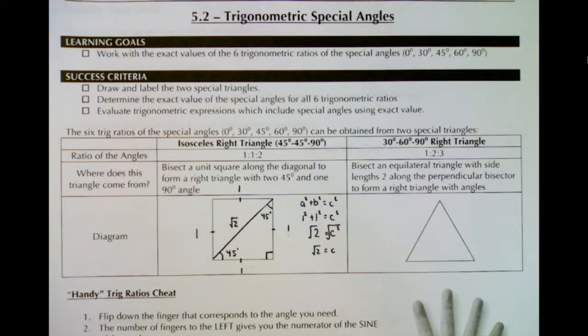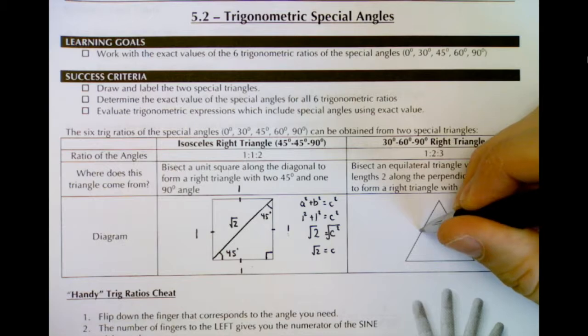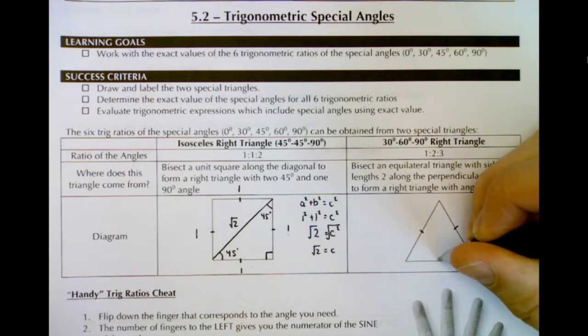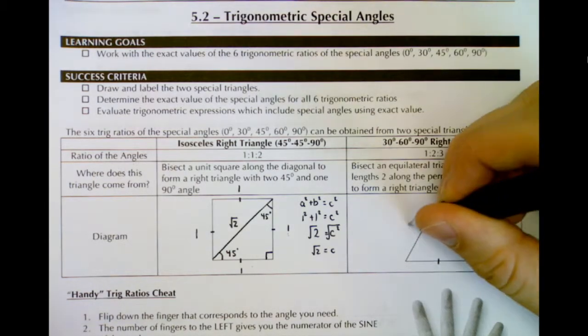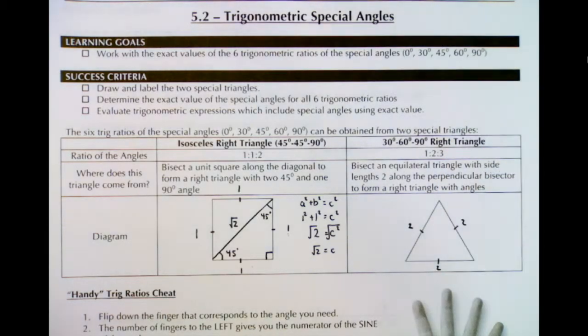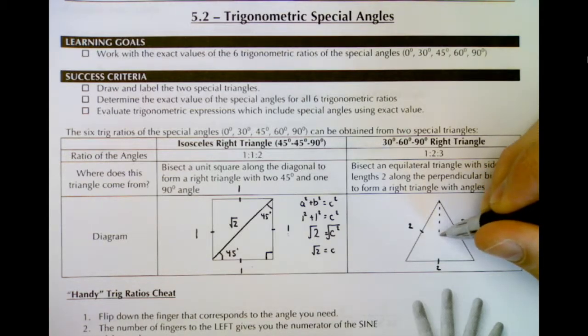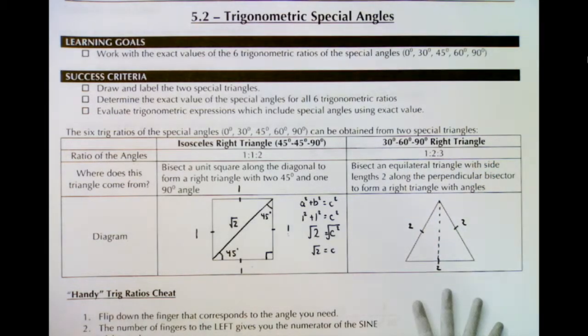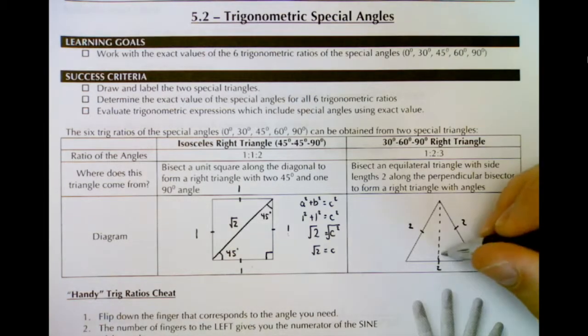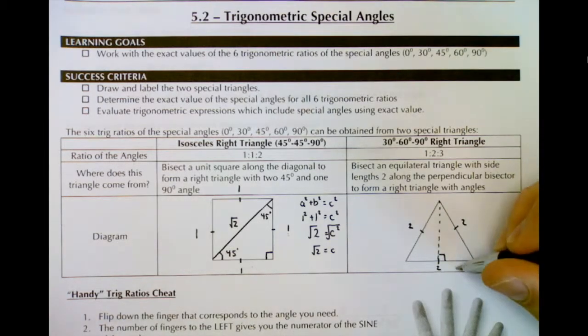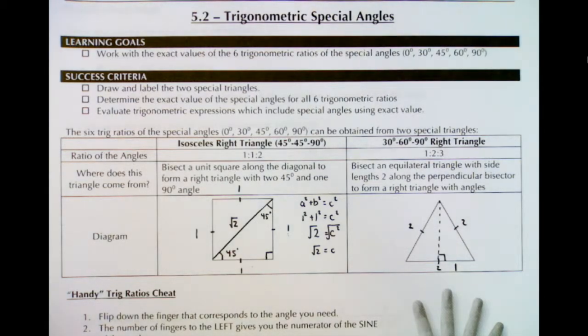For the 30, 60, 90 right triangle, we can make an equilateral triangle where all three sides are the same. And this time I'm going to call the sides 2, and I'll show you why in a second. 2, 2, and 2. The reason I'm going to use 2 is because I'm going to split this triangle down the middle and turn it into a right triangle where this side would be 1. I made them 2 because when I split it, I wanted it to be a nice simple number like 1.